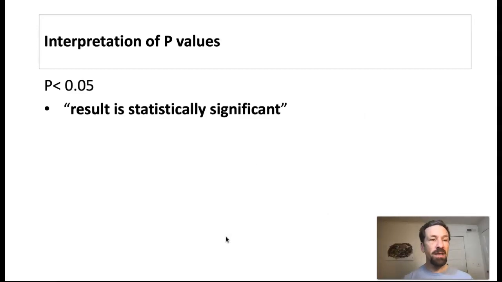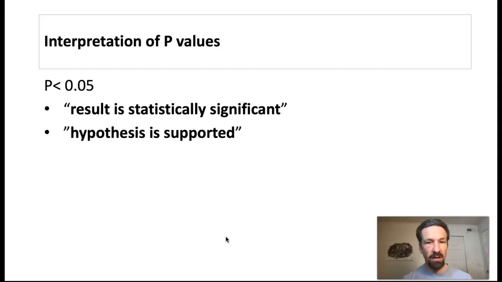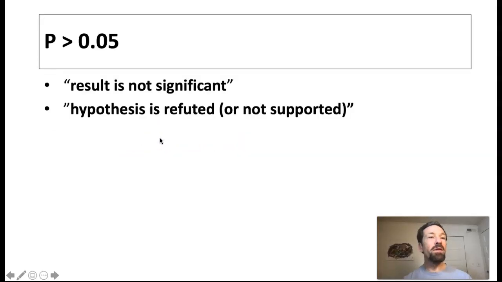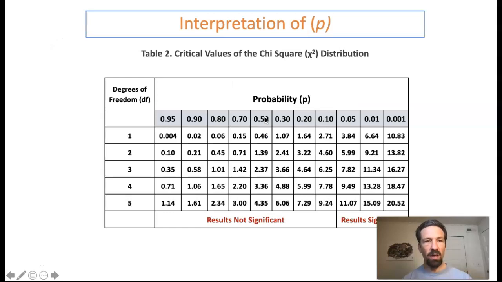Remember that if p is less than 0.05, we can say the result is statistically significant and the hypothesis is supported. We don't talk about proven, but we can say it's supported at these values. Typically, at p-values greater than 0.05, we would say the result is not significant, or the hypothesis is either refuted, or sometimes we would say not supported.